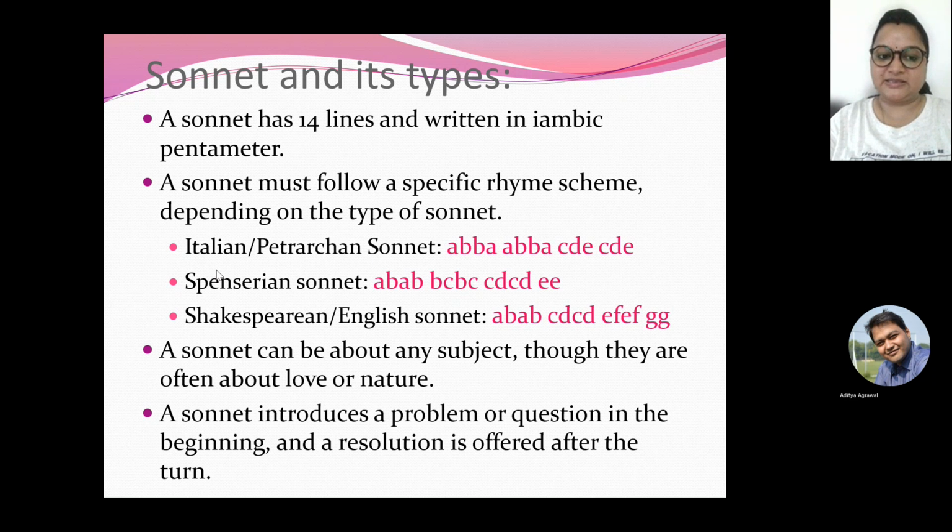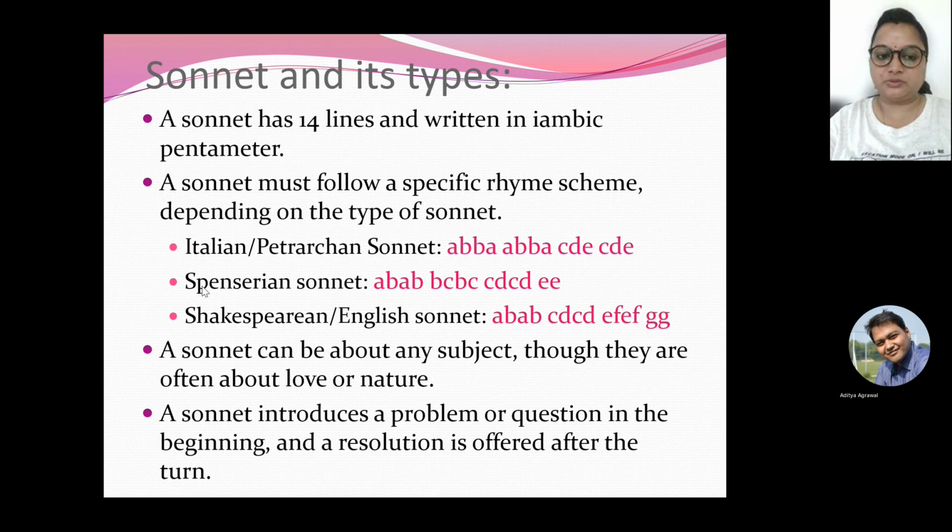Now next is the Spenserian sonnet, which has a rhyme scheme of A B A B B C B C C D C D E E. The last E E is the couplet, which is the last two lines, having the same rhyme scheme.